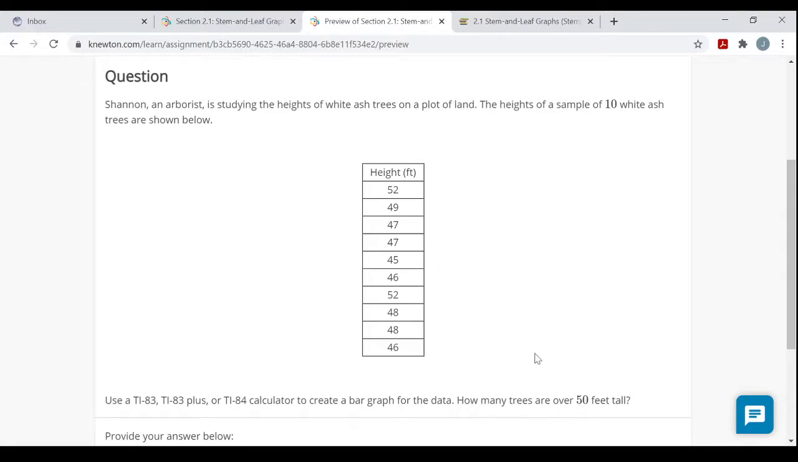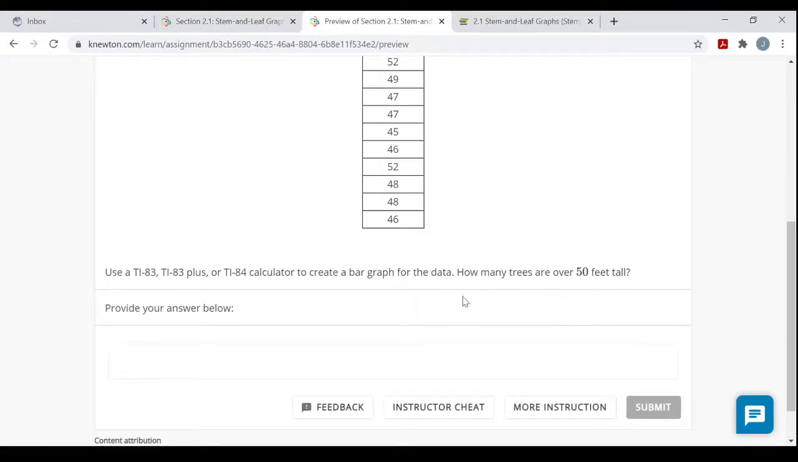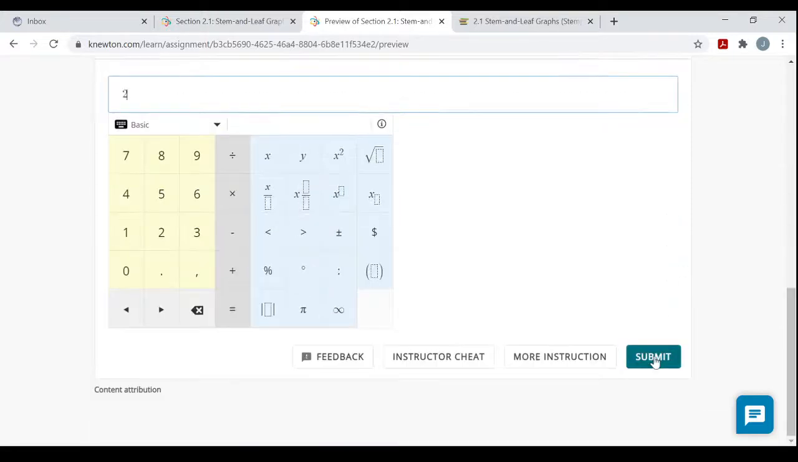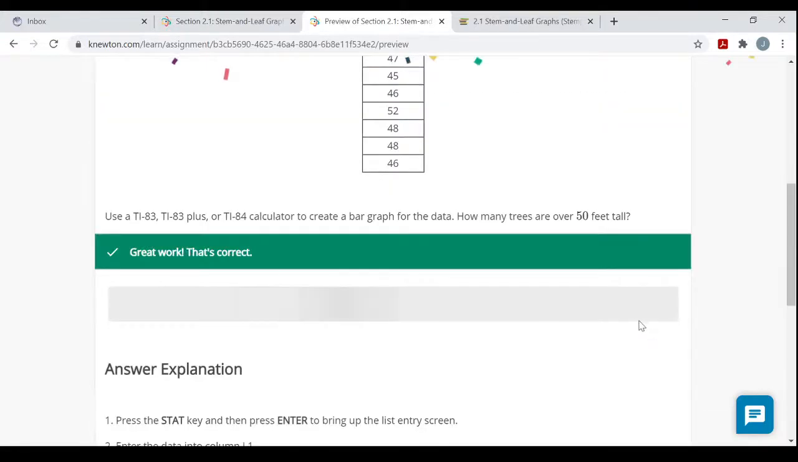How many trees? It says trees on a plot of land. Here's a list of 10 ash tree heights. How many are over 50 feet tall? So 52, 52, and that's it. Just 2 of these trees are over 50 feet tall, right? You don't need to make the bar graph, but you could. It wouldn't hurt to do it.